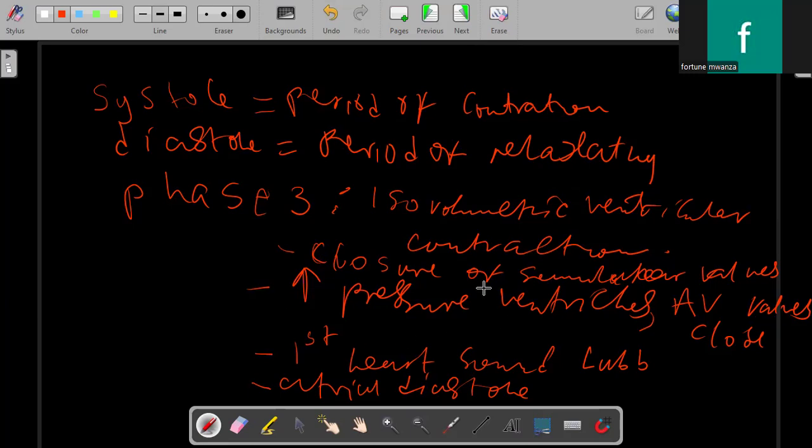So at this period, there is no blood flow. Blood is just in the ventricles there, because both the semilunar valves and the AV valves are closed. So blood will remain in the ventricles like that. So that is what is happening in phase 3 of your cardiac cycle.